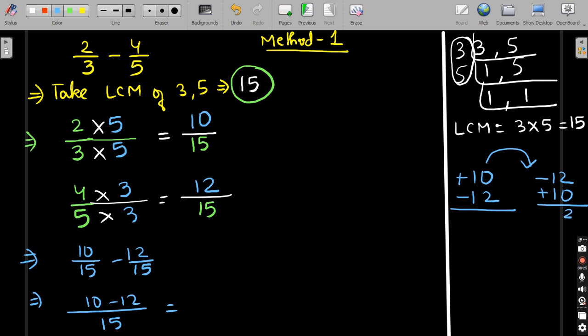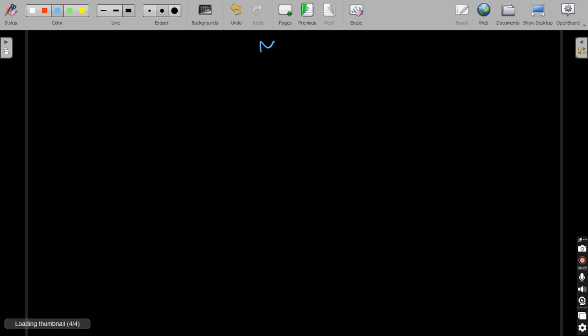So I will subtract. Now 2, 1 minus 1, 0. And the sign of the bigger number. 12 is the bigger number, so the answer will be minus 0, 2, meaning minus 2 by 15 is my answer. Up to here, are you able to understand? Okay. Now let us solve the same question by shortcut method. That is your method 2. Method 2 of subtraction.